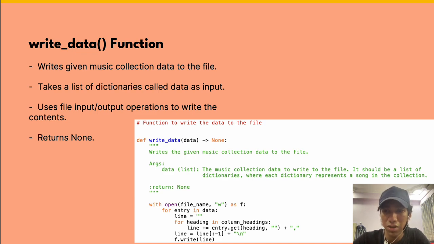For each dictionary, the function creates an empty string called line. It loops through each column heading in the column headings list and adds the corresponding value from the dictionary to the line string separated by this symbol. It removes the last symbol from the line string using slicing and adds a new line character at the end. The function writes the line string to the file. The function returns none.